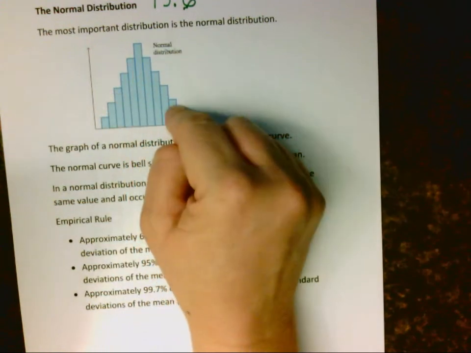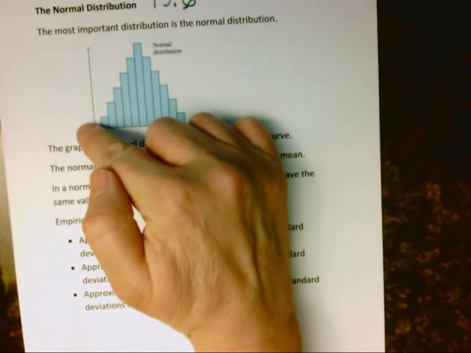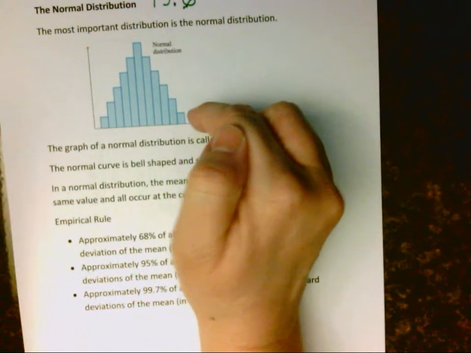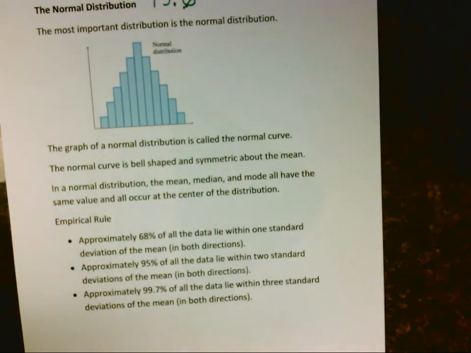It kind of has this shape. If you do it in bars, you can also do it with a curve and make a bell-shaped curve. It's called a bell-shaped curve. The graph of a normal distribution is called the normal curve. The normal curve is bell-shaped and symmetric about the mean.